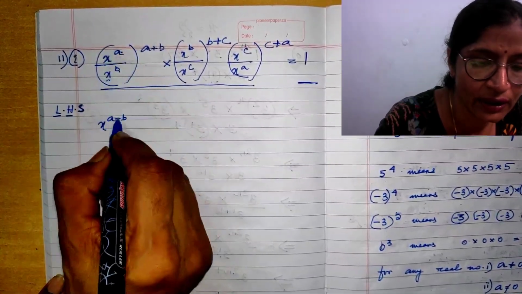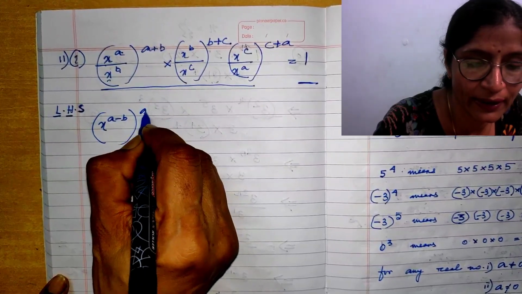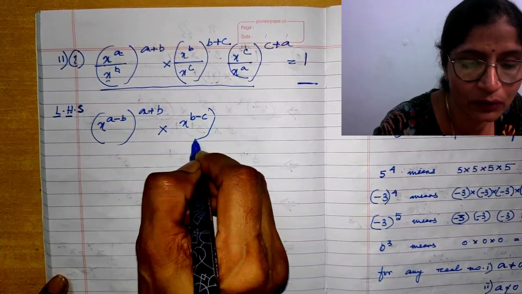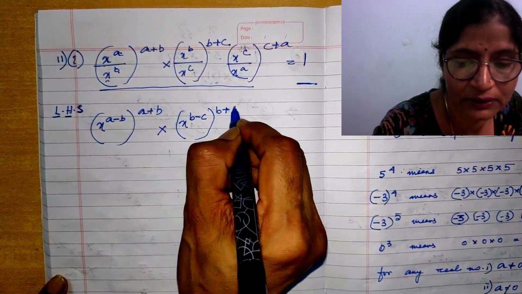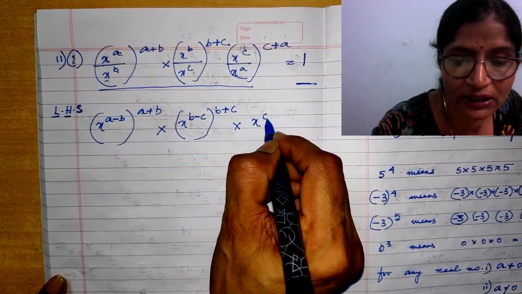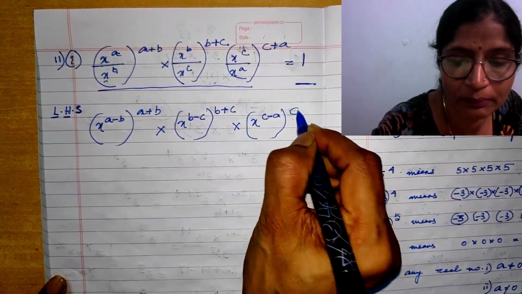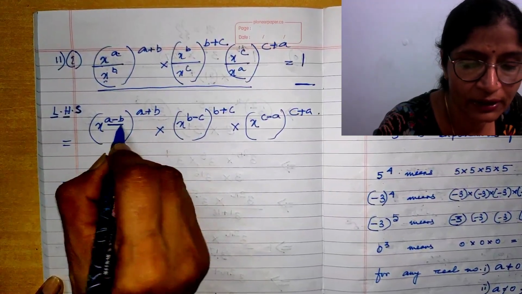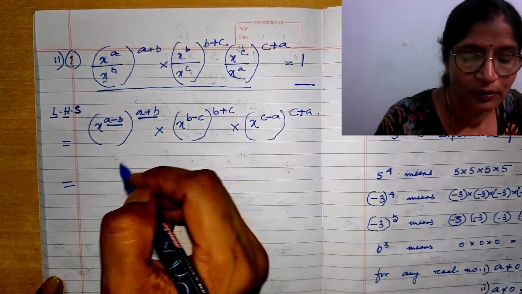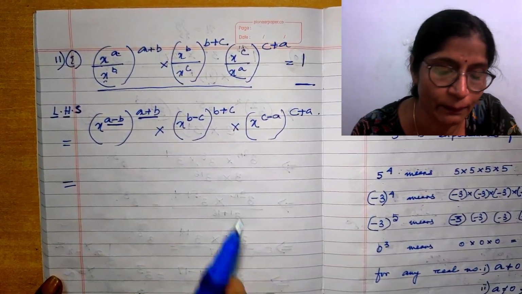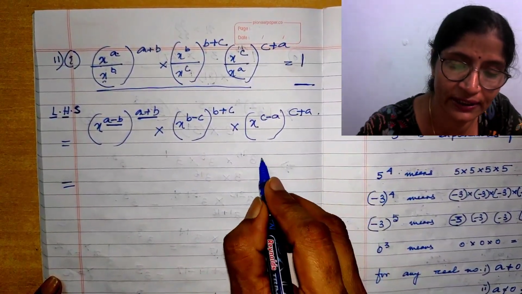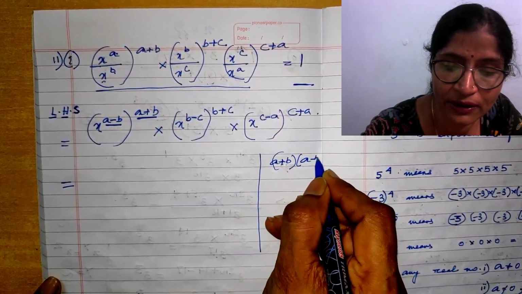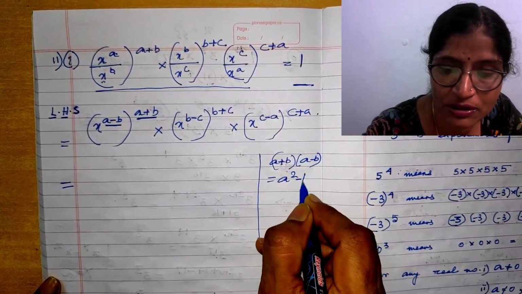Instead of this whole thing, I'll write this: x to the power a plus b into x to the power b minus c whole to the power b plus c into x to the power c minus a whole to the power c plus a. Okay. Now this will be multiplied by this. And I think you know the formula that a plus b into a minus b is equal to a square minus b square.